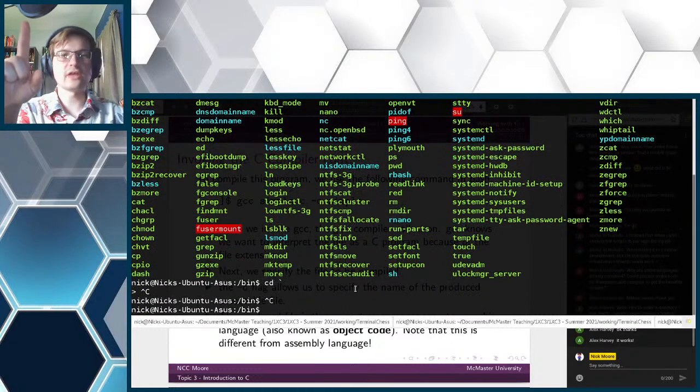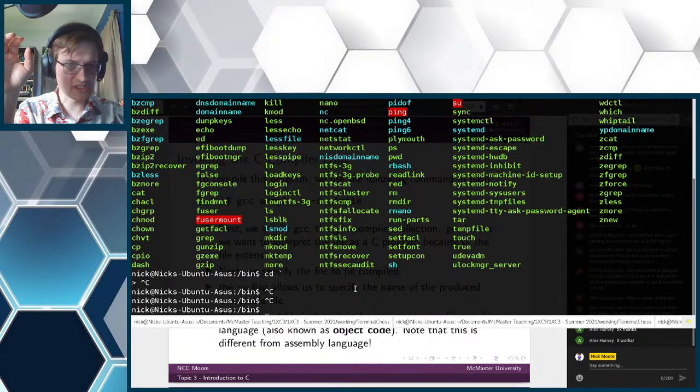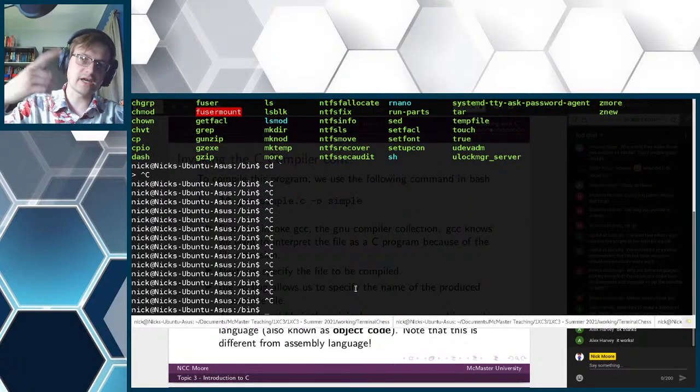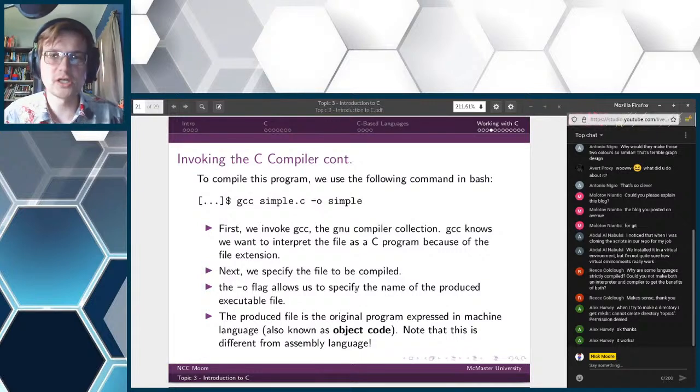Also, another quick tip, if you want to cancel anything at any point, Control-C. Control-C will cancel anything that's happening, including a C file that you've written that's in an infinite loop. That's terminal interrupt.